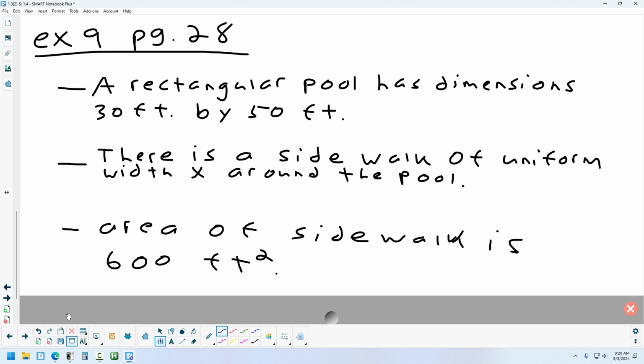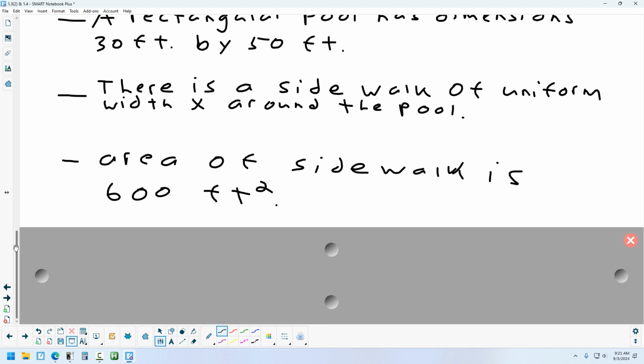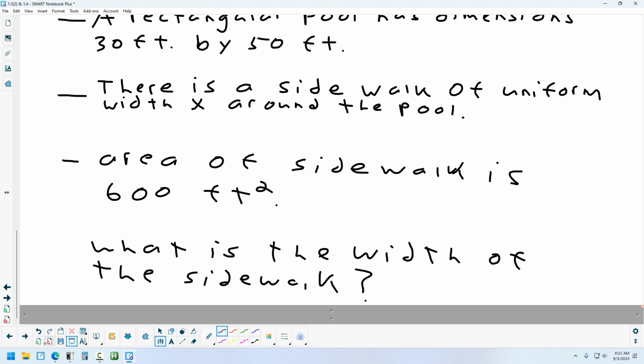We don't know the width of the sidewalk. That's what we're going to end up finding out. But the area of the sidewalk is 600 square feet. That's all the information they're going to give us. And then they'll ask the question: find the width of the sidewalk. A lot of words there.